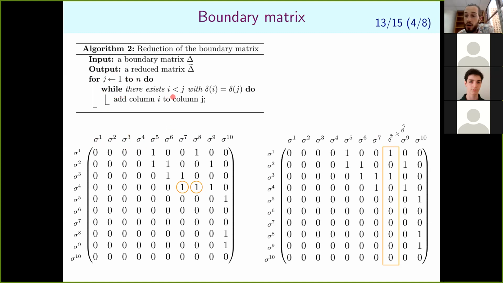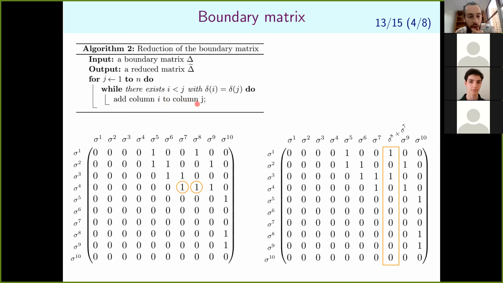Then you look at all the indexes lower than j, I call i, and you check whether delta of i is equal to delta of j. Okay? And if they are equal, you add the column i to the column j.